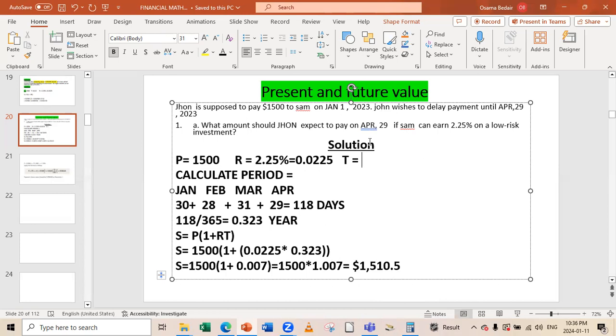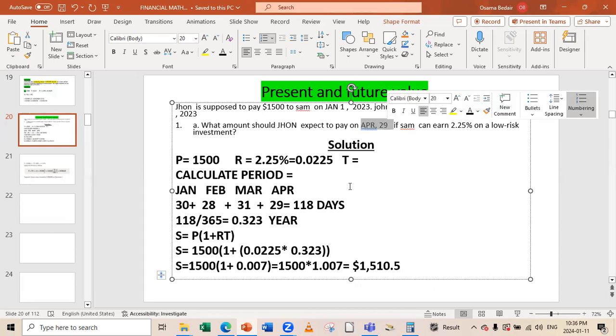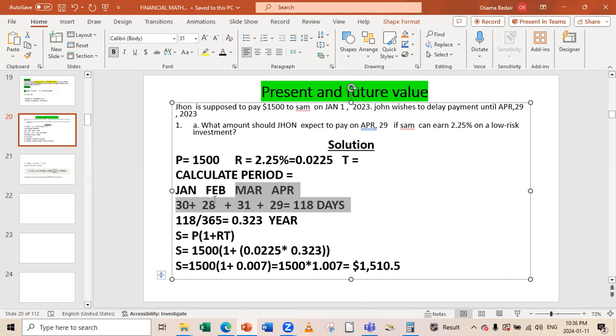Again, I would say quickly, first of all, we take each piece of info we have in the question and register it. So here I have to pay 1,500. This is the origin. Then P will be 1,500 to Sam on Jan 1. But he didn't pay on Jan 1 actually. So we want to calculate the period between Jan 1 and April 29. And that's what we did here. It became 118 days. How come?